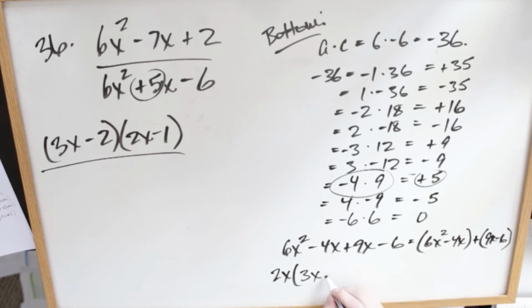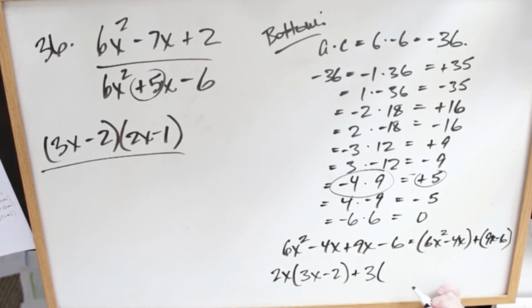That would just be a negative 2. Okay? And here's the cool thing. We have a positive sign, so we don't have to worry about that whole negative nonsense that I was talking about last time. 9x and a negative 6. We can actually pull a 3 out of both of those. So let's pull a 3 out in front.